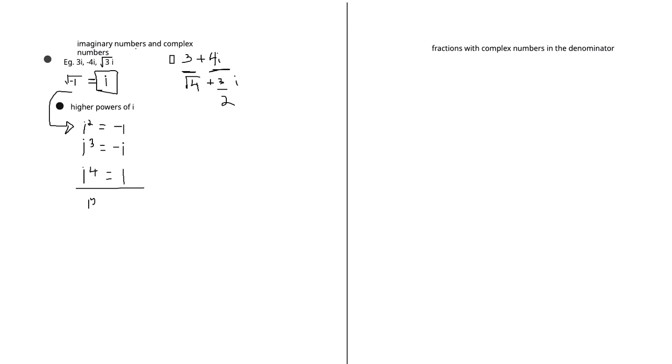Now, from here onwards, i to the power 5, the pattern repeats itself. So i to the power 5 will be the same as i to the power 1, or i. And i to the power 6 will be equal to i to the power 2. i to the power 7 will be equal to i to the power 3. And i to the power 8 will be the same as i to the power 4.